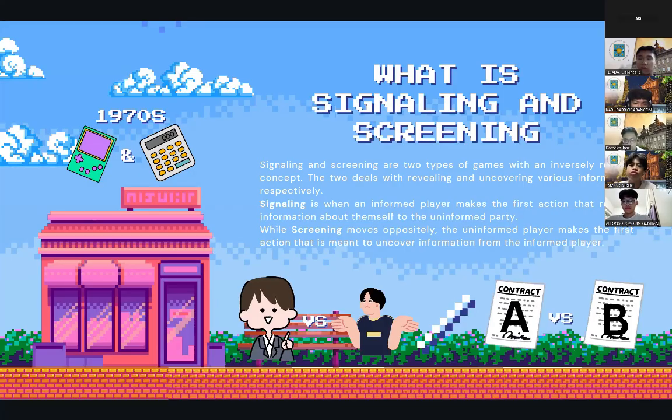So for example, for signaling, let's use the example of the student and the employer. The student, which is the informed player, makes the action of getting a degree from a very difficult course. In their perspective, they may be thinking, I want to get this degree from this difficult course in order to show my future employers my skill level or my ability and how well I can work. And while the employer receives that information and makes the decision of whether to hire them or pass on to the next candidate.